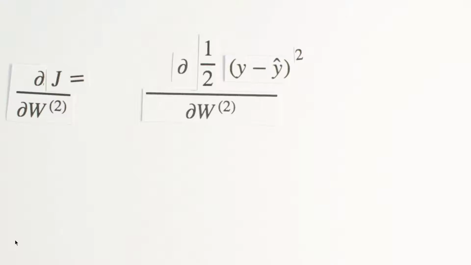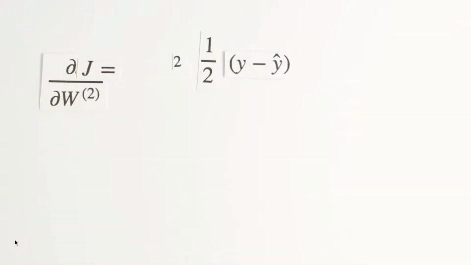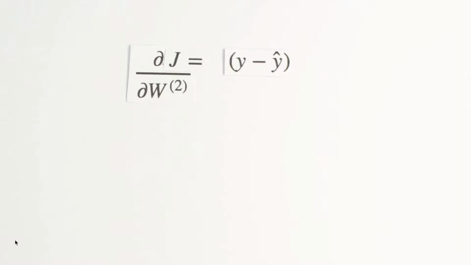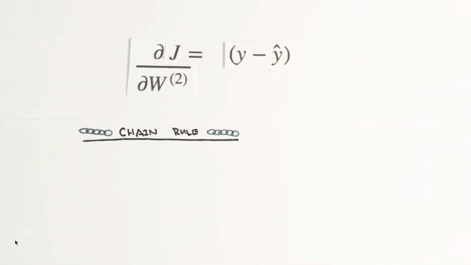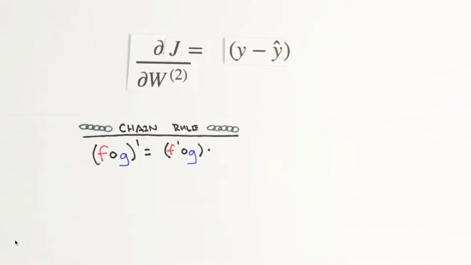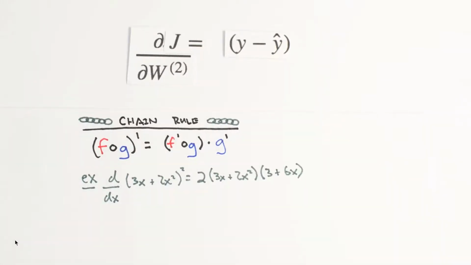We can now evaluate our first derivative. The power rule tells us to bring down our exponent 2 and multiply. To finish our derivative, we need to apply the chain rule. The chain rule tells us how to take the derivative of a function inside of a function, and generally says that we take the derivative of the outside function and multiply it by the derivative of the inside function.